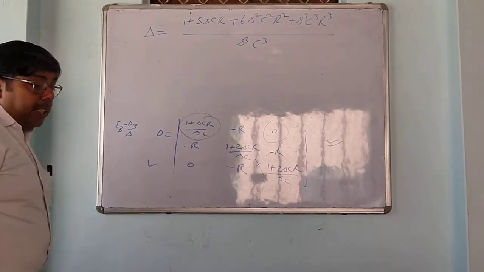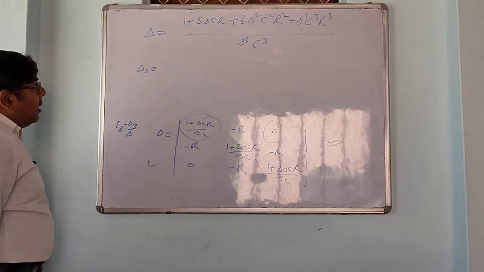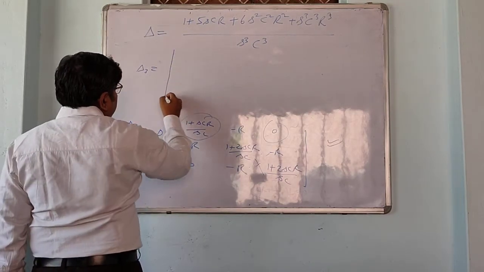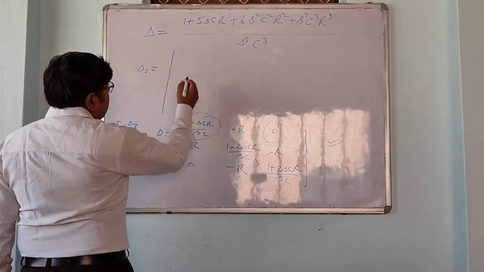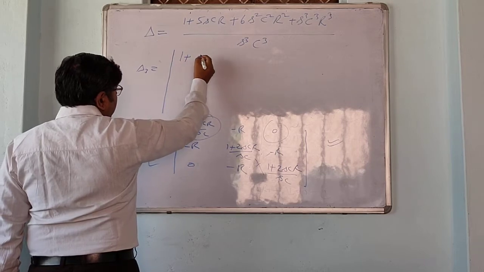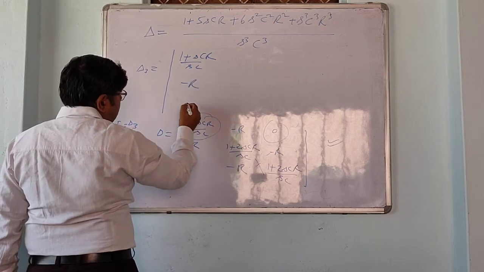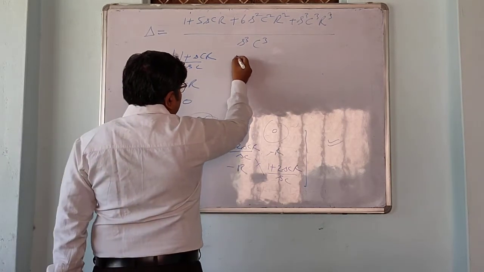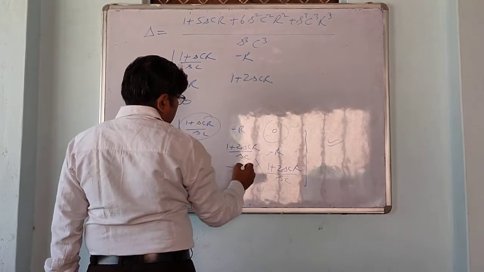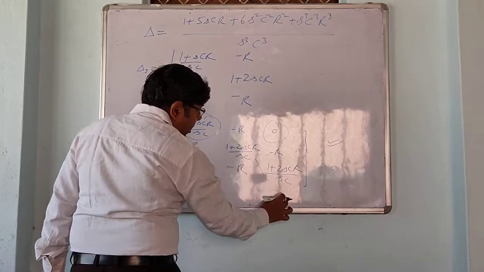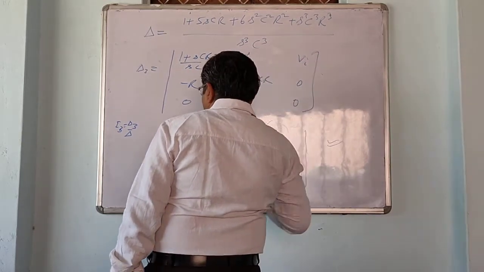And second thing is we have to calculate delta 3. Delta 3 is this determinant. You have to replace the last, third column by the right side. That is, this determinant is given by SCR upon SC minus R, 0. Second column: minus R, 1 plus 2 SCR, minus R. And the third column is replaced by the right side, that is Vi, 0, 0. So this is delta 3.